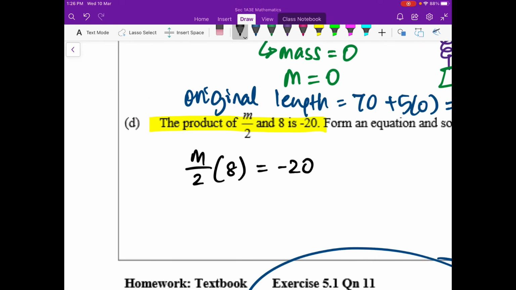Okay, I've got an 8, I've got a 2. 8 divided by 2, I believe you will cancel 1 and get 4, right? So 4m is negative 20. 4m is equal to negative 20. So what is m?